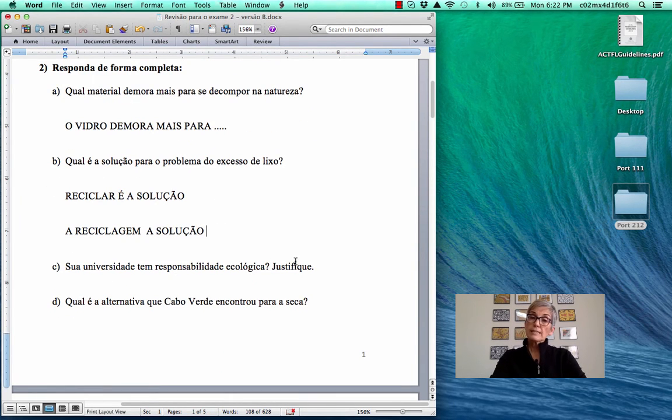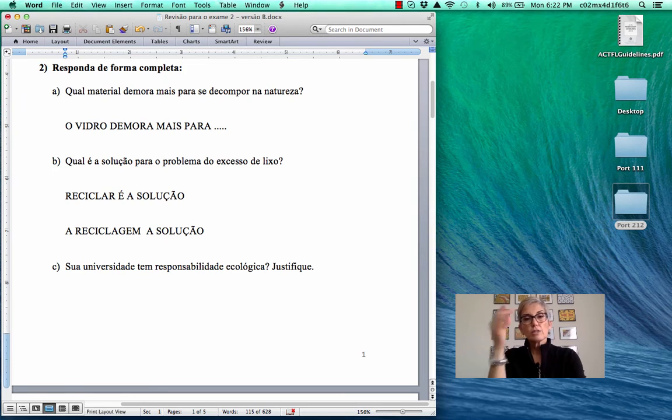Now, sua universidade tem responsabilidade ecológica? Justifique. So we all agree that UT does have, right, ecological responsibility. Então, sim. And then you explain why you think that is. And one reason that we all see that we can all say is that UT separates and recycles trash, right? Sim. A UT separa e recicla. O verbo reciclar, né? Recicla o lixo.